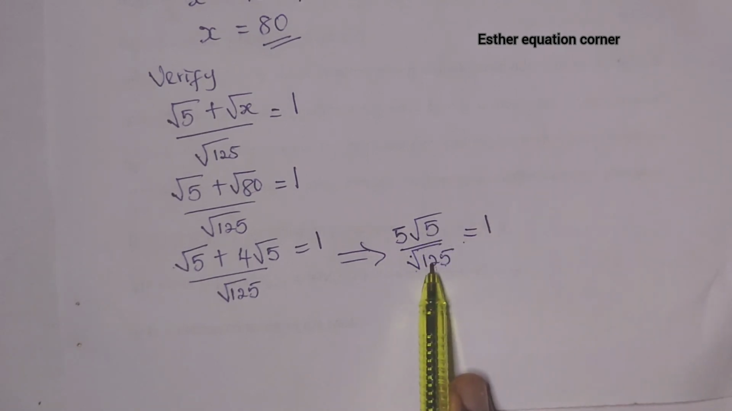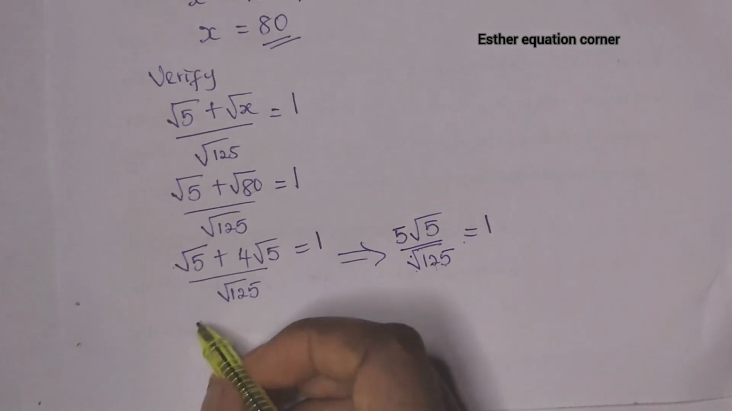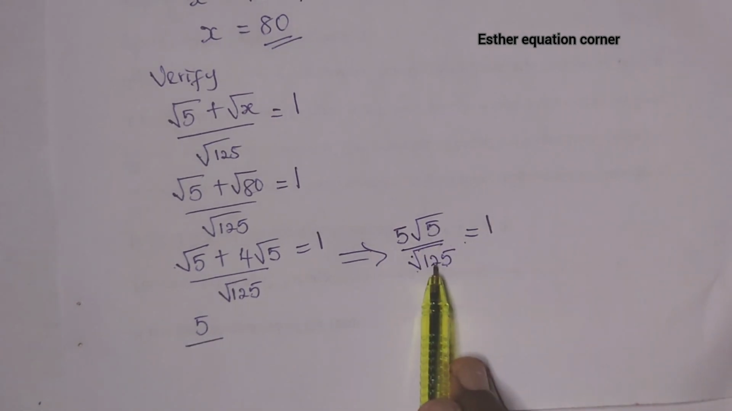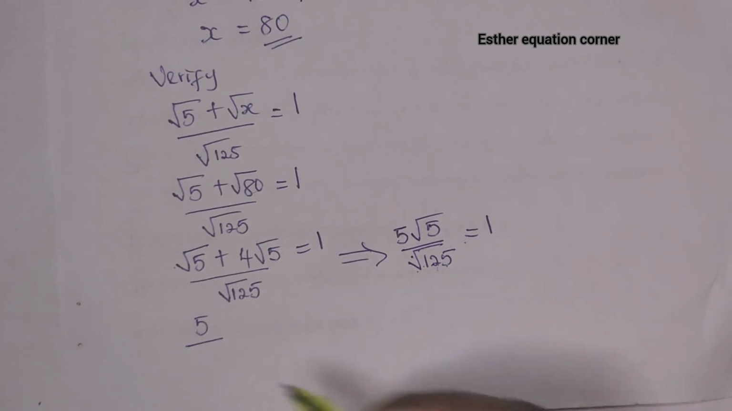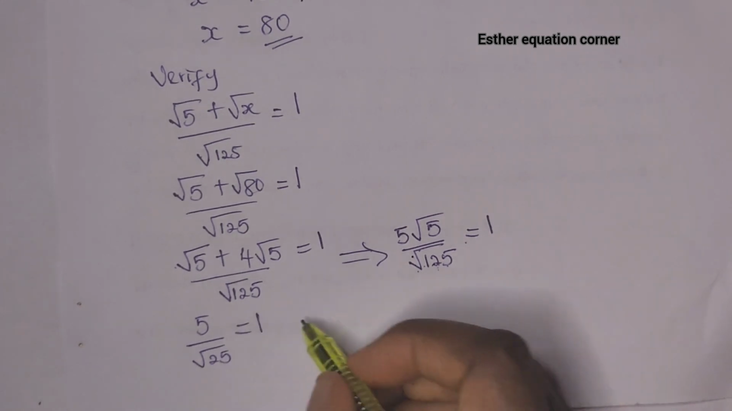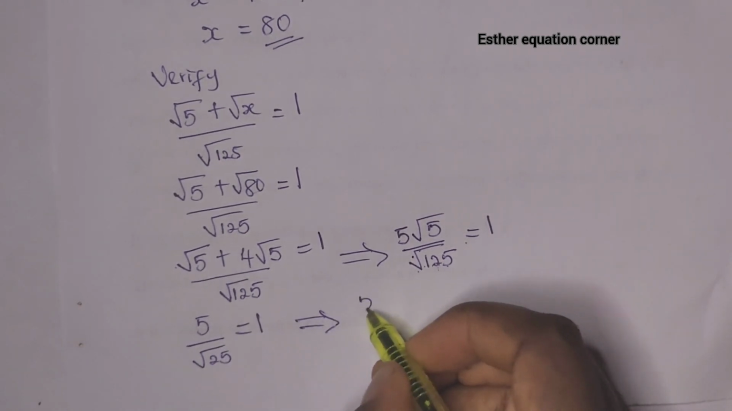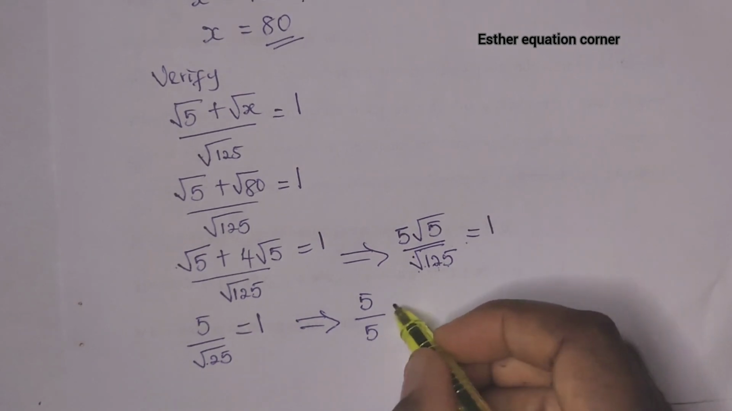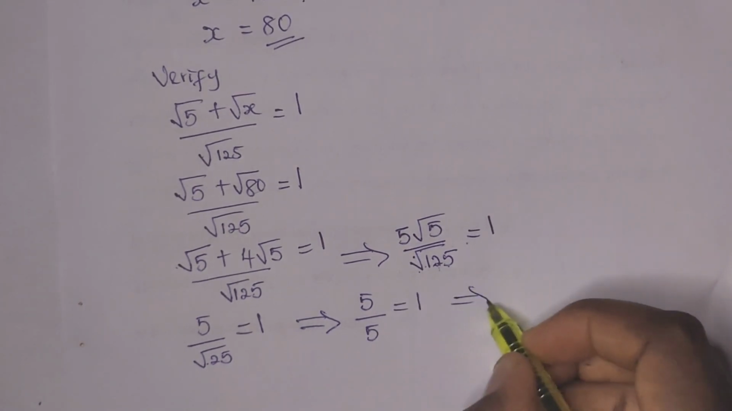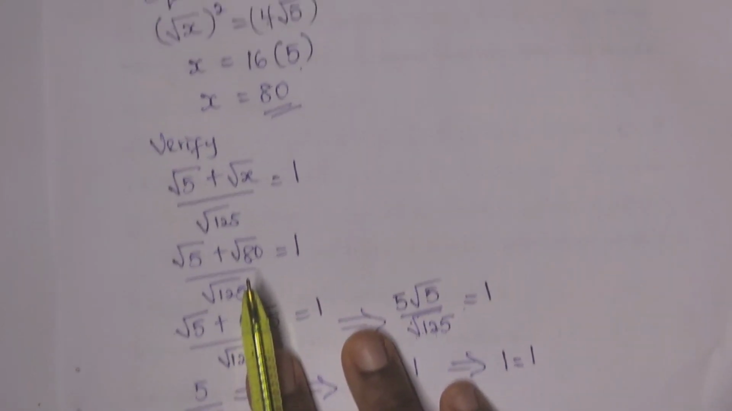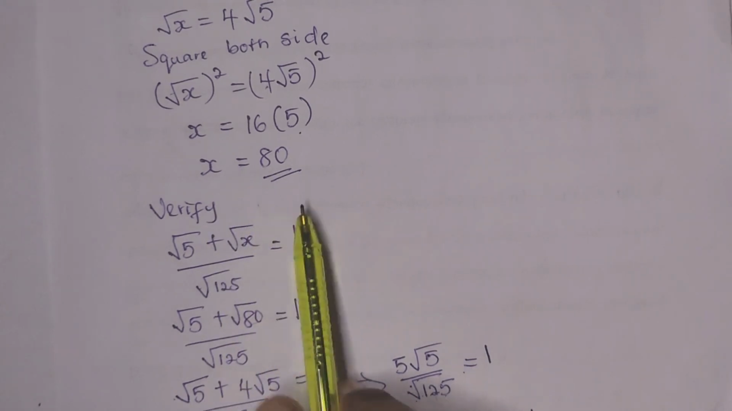This can cancel out this to give us 5 over root 5. Root 125 divided by 5, we have root 25. Root 25 equal to 1. This implies that 5 over root 25, which is 5, is equal to 1, which implies that 1 is equal to 1. So our x is equal to 80.